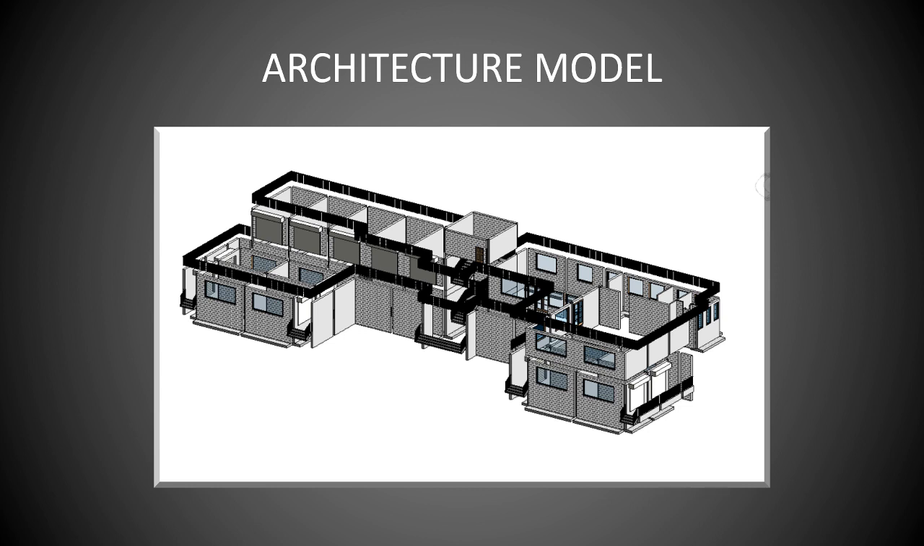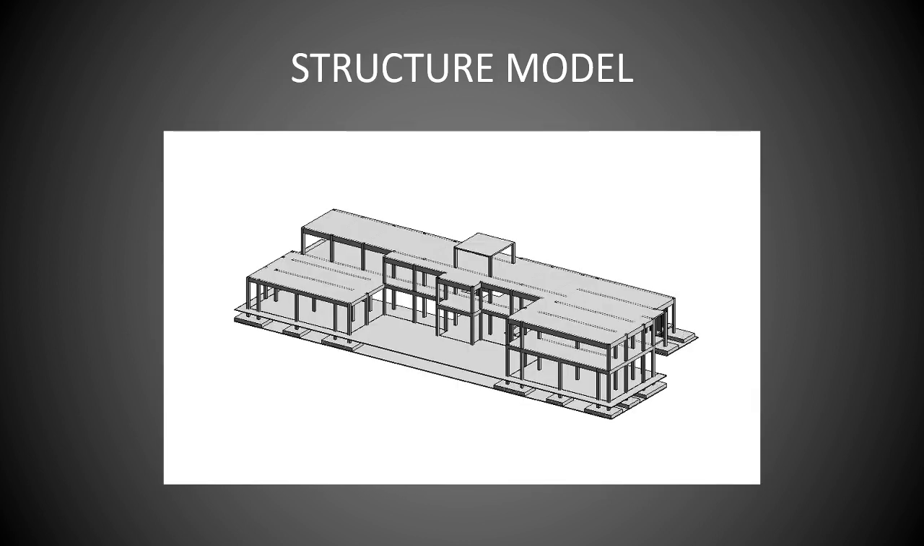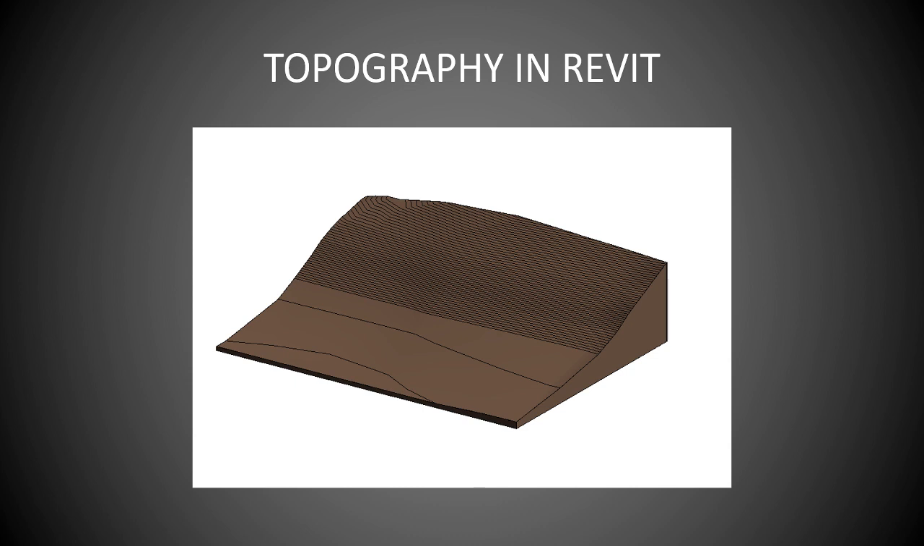So this is the architecture model which I have created in the architecture template in Autodesk Revit. This is a structure model which I have created in the structure template in Autodesk Revit. This is the topography in Revit. This topography can be easily created using massing and site tab in Autodesk Revit. If you have the surveyor data, we can easily create a topography in Autodesk Revit. This is a real topography of this project.